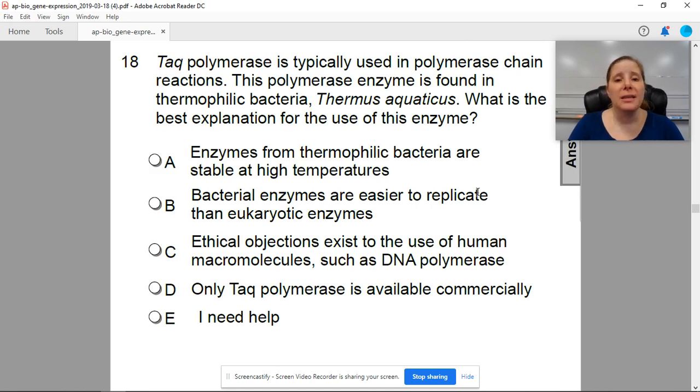The Taq polymerase is typically used in polymerase chain reactions. This polymerase enzyme is found in thermophilic bacteria, Thermus aquaticus. What is the best explanation for using this enzyme? Why would they want to use this Thermus aquaticus? A: Enzymes from the thermophilic bacteria are stable at high temperatures. B: Bacterial enzymes are easier to replicate than eukaryotic enzymes. C: Ethical objections exist to use human macromolecules. D: Only Taq polymerase is available commercially.